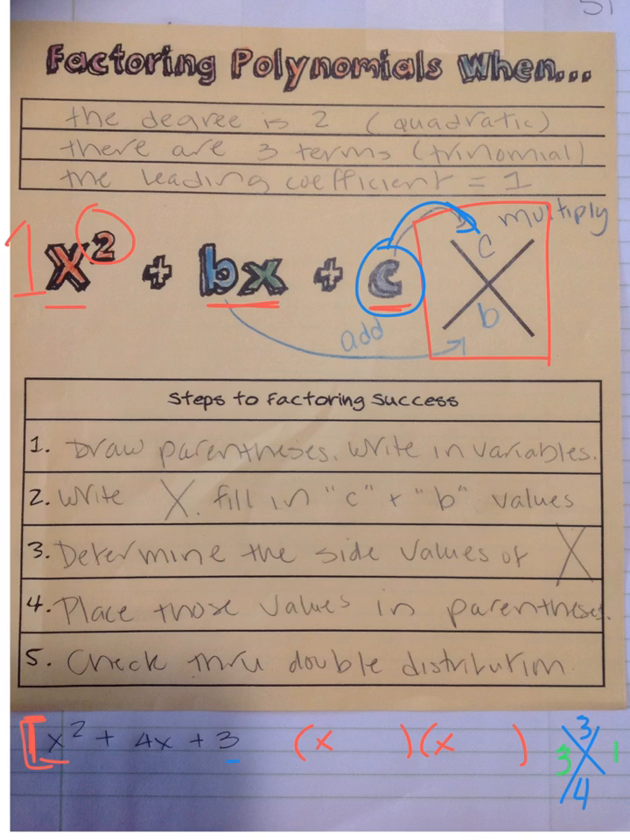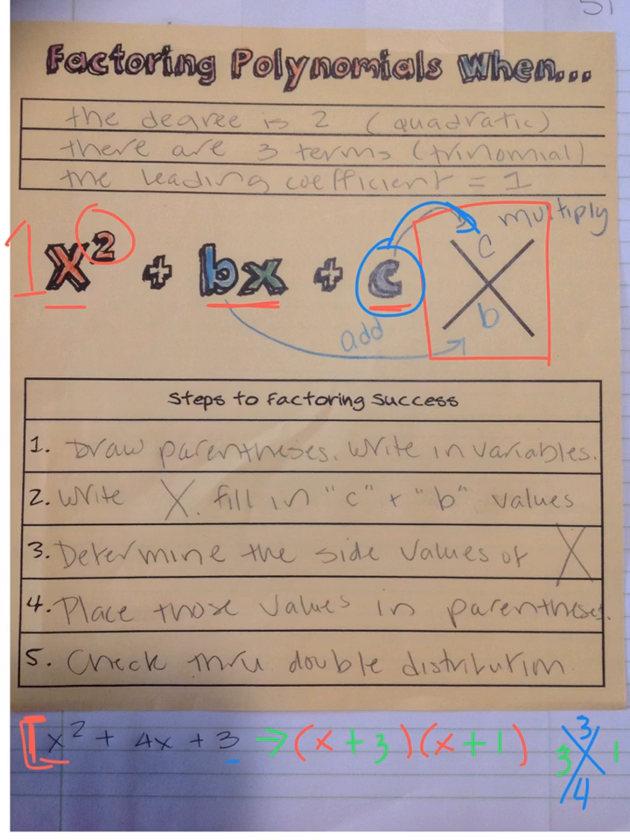So we're going to put these values in the parentheses. So it's a 3, which means it's a plus 3. And a 1 means it's a plus 1. And x squared plus 4x plus 3 factored should be x plus 3, x plus 1.